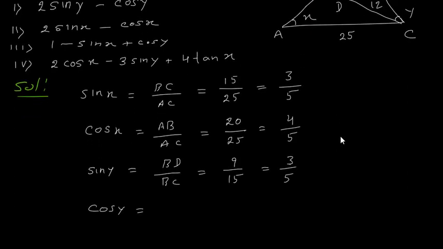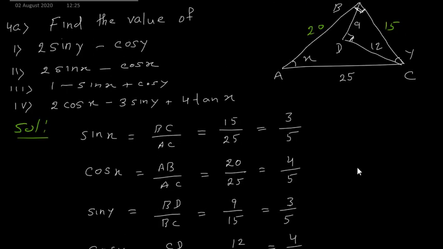Now here cos y will be CD upon BC. So this is CD upon BC. The value of CD is 12 upon 15. Now 3 4s are 12 and 3 5s are 15. So this is 4 upon 5. So I found out first all the ratios. Now 2 sin y minus cos y.